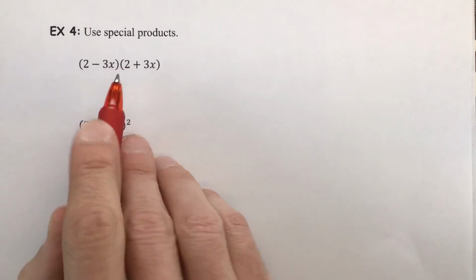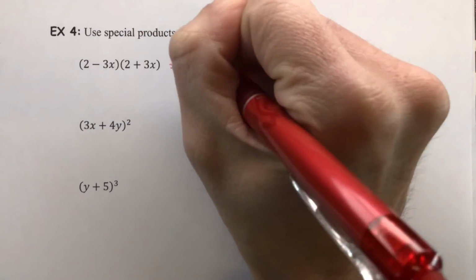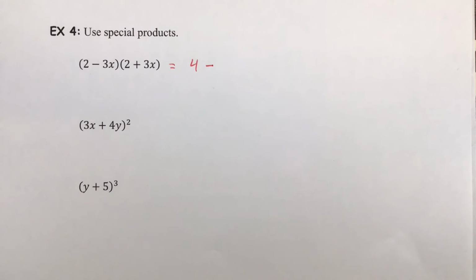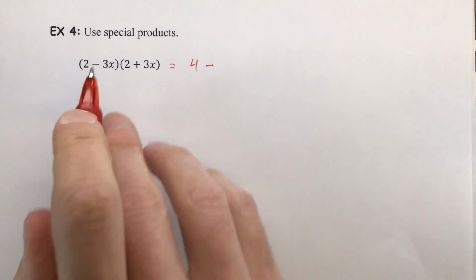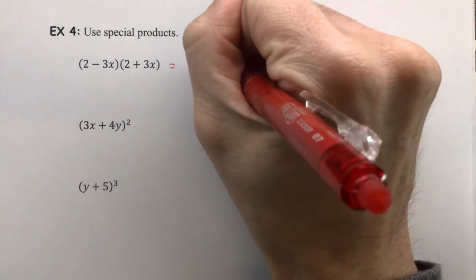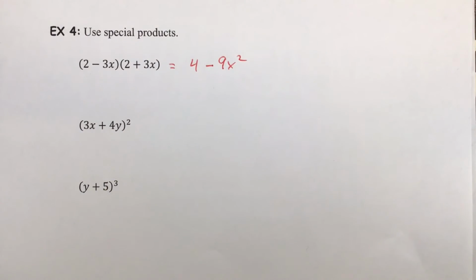So 2 squared is going to be 4. It's going to be a subtraction. It's always difference of squares. 3x times 3x is 9x squared. And that's it.